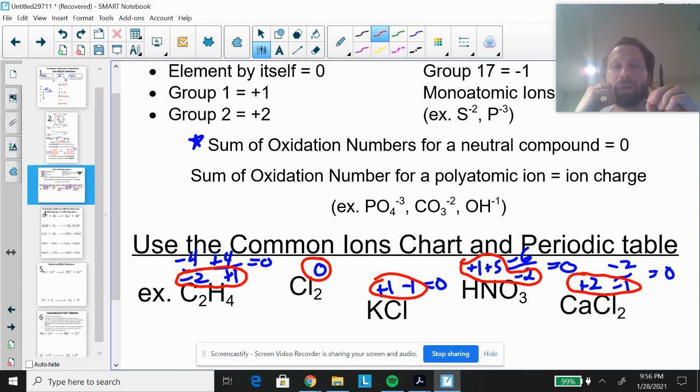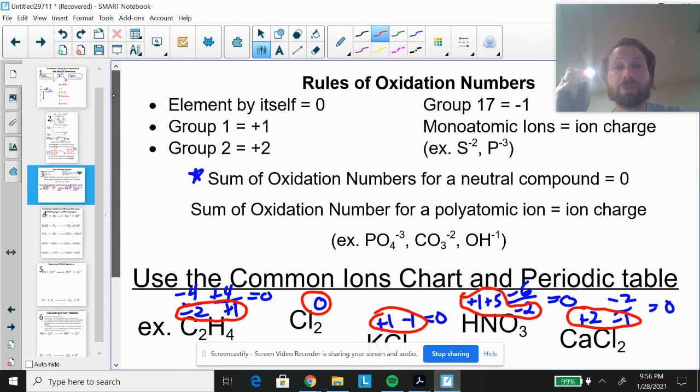Okay, these will become important when we're seeing them within a redox reaction. We can identify the oxidation numbers because we just did this, and then we can figure out what's being oxidized and reduced. So to recap, one more time, elements by themselves have no charge. Any element in group 1 is +1, in group 2 is +2, and group 17 is -1. Beyond that, if you don't know, you look at the common ions chart for any monoatomic ions like sulfur or phosphorus, they have -2 or -3.